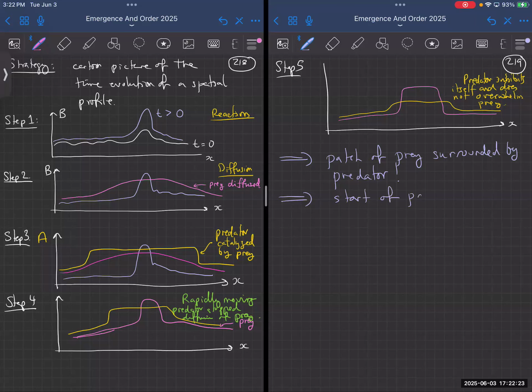So you can imagine that if I was doing this with some spatially random initial condition, I'm going to end up with a bunch of patterns. So this is the start of the pattern formation process. Okay. All right.